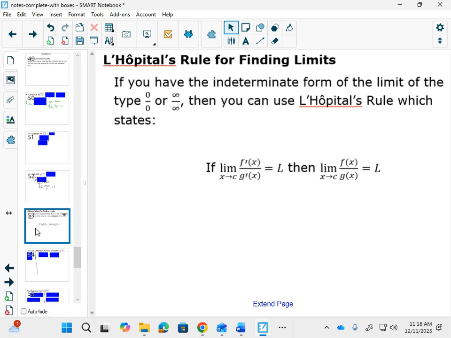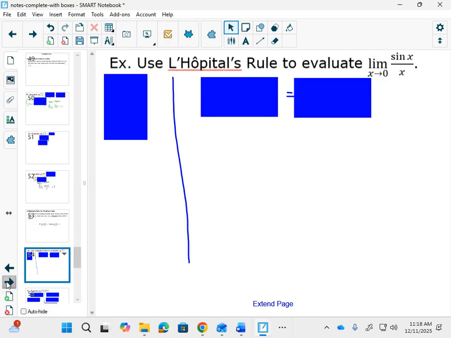So that's L'Hopital's rule. If you have the indeterminate form, 0 over 0 or infinity over infinity, then the limit as x goes to c of the derivative of the top over the derivative of the bottom is the same as the original limit. And sometimes you have to apply L'Hopital's rule many times. So we just did this one.